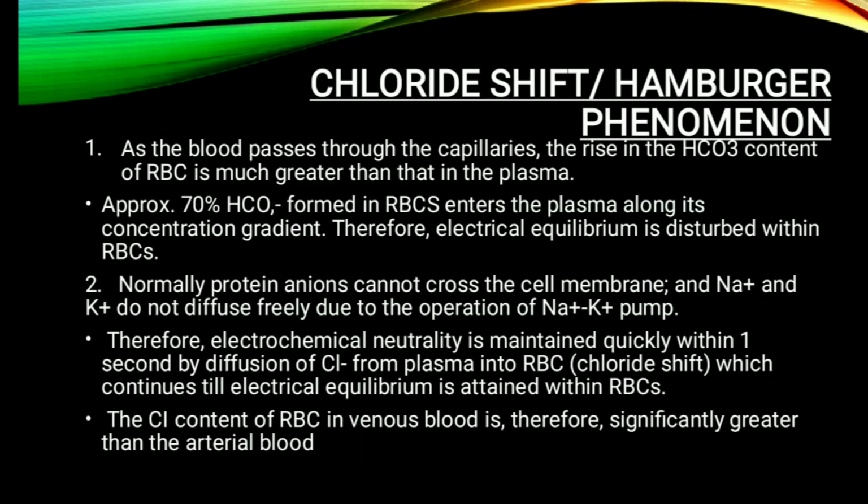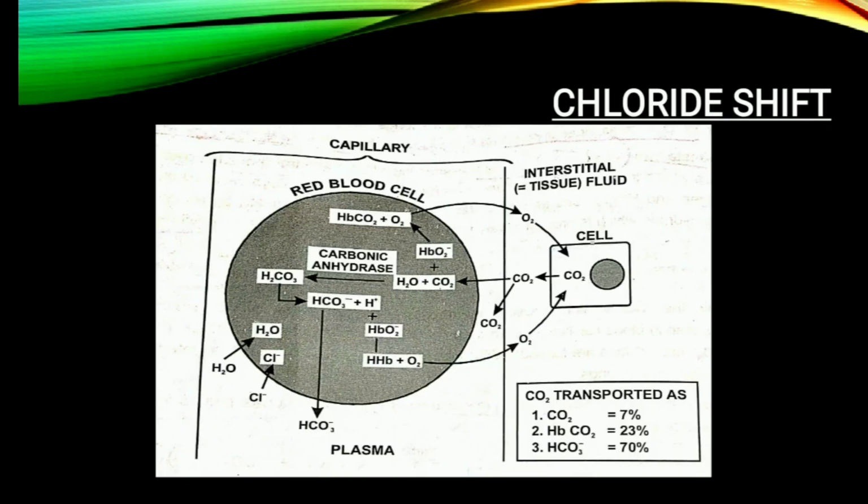Next we have the chloride shift. Mark this as very, very important. Chloride shift is also known as the Hamburger phenomenon. So what is chloride shift? It is basically a process which occurs in the cardiovascular system and refers to the exchange of bicarbonate ions and chloride ions across the membrane of the red blood cells. First let me show you the diagram. Yes, so this is the proper diagram representing the chloride shift or the Hamburger phenomenon.